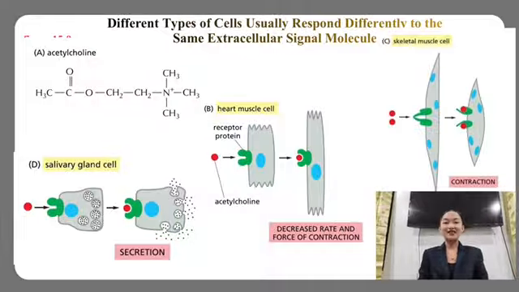In skeletal muscles naman, if acetylcholine binds here, it triggers muscle contraction, meaning skeletal muscles become active so they move or tighten. And lastly, salivary gland cell, there is also a receptor for acetylcholine. When it binds here, it triggers secretion or saliva release, meaning gland cells are activated to release fluid like saliva.